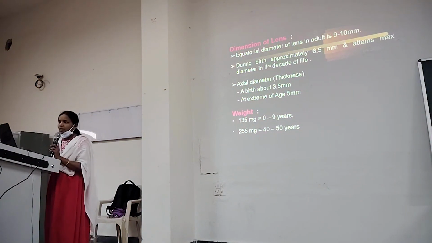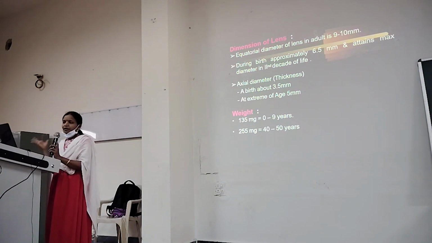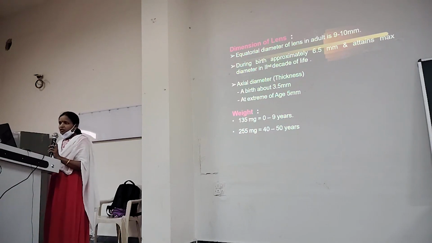which grows throughout life. Okay, it will keep on growing. Growing means not like bigger like our limbs or something. It will be increasing in its size, both axial length and thickness, but not much in the diameter. Mainly in its thickness.